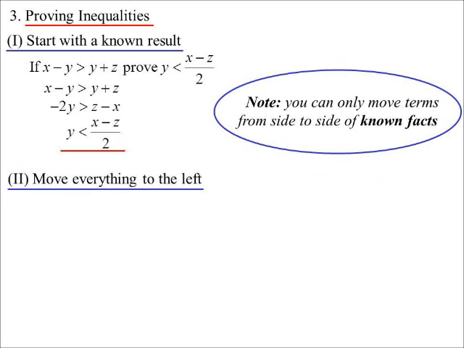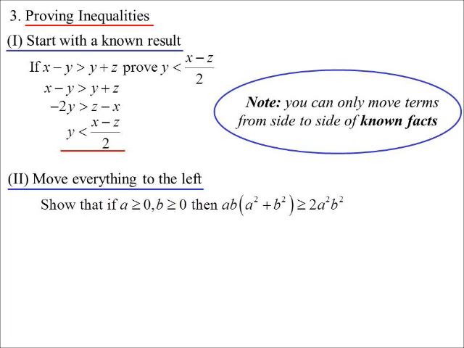Move everything to the left. We know a is greater than or equal to 0. b is greater than 0. We have to prove that ab times (a squared plus b squared) is always greater than or equal to 2a squared b squared. Whew, that looks tricky, so I'm not going to do it.